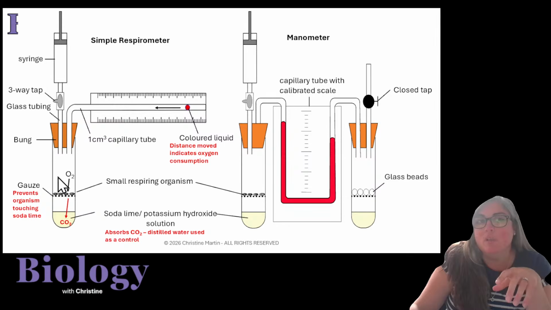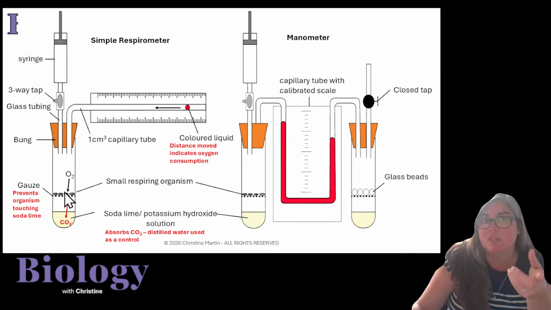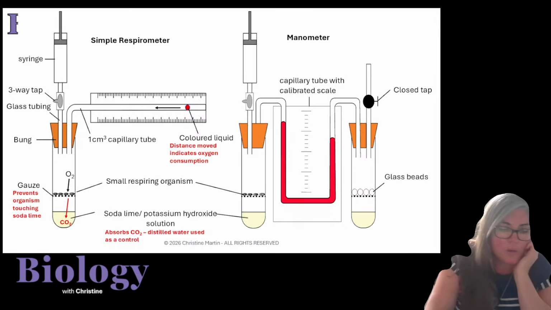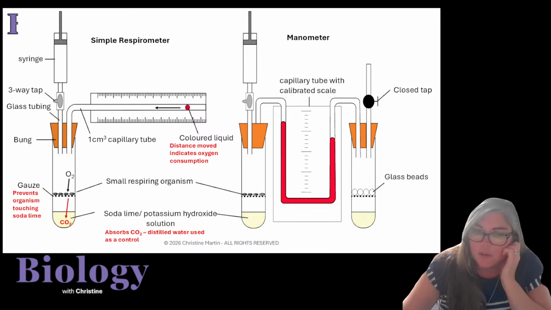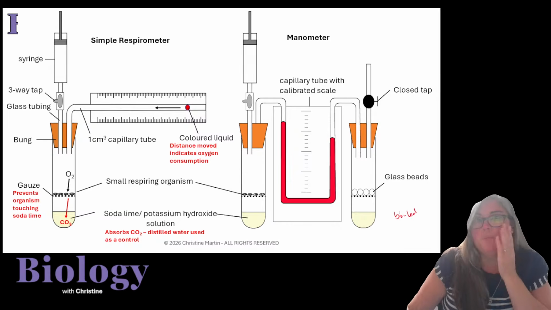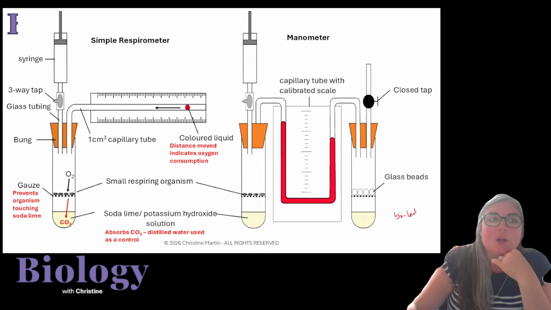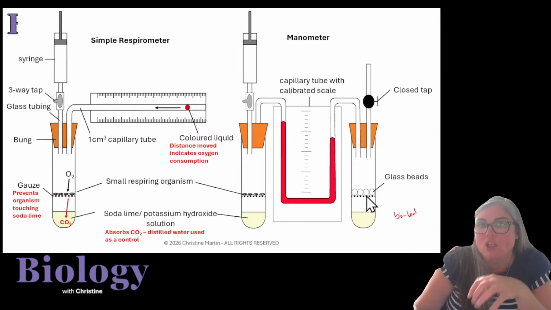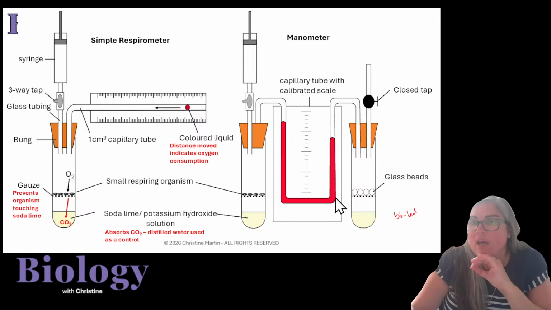Obviously, if we're going to use woodlice, we need to prevent organisms touching the soda lime. We want to not harm them. If we are using a manometer, we would want to use glass beads. If we were just using a simple respirometer, we would do it with a respiring organism, and then also do it with either glass beads or beads that have been boiled. The reason we're using beads that have been boiled is that we want to make sure they are not able to carry out respiration, because we want to see what happens if it wasn't.